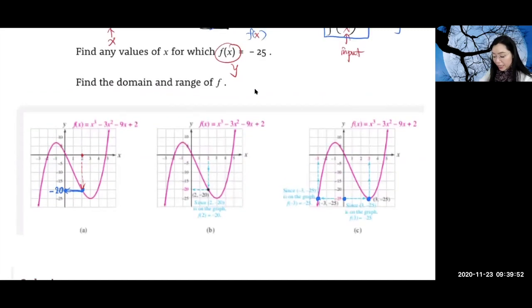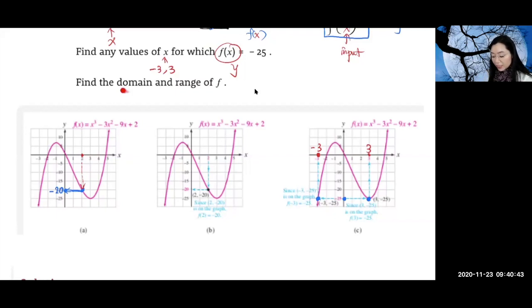Now we're trying to find the x value, what's the input. So we will project to this x-axis. We see that it corresponds to negative 3 and 3. So when x equals negative 3 and 3, f of x will equal negative 25. y equals negative 25 when x equals negative 3 and 3. So the answer over here is when x equals negative 3 and 3, the function value equals negative 25.